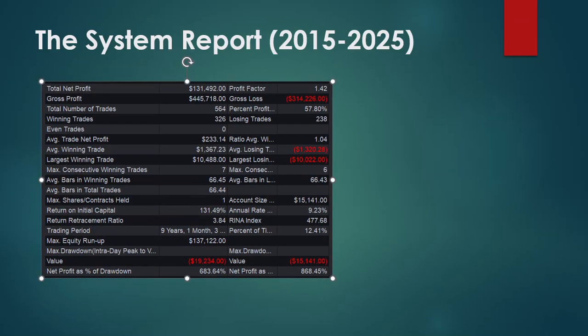And here is the system report from 2015 to 2025. That's 10 years of this stuff. $131,000 profit. Profit factor looks good. Trading costs are built in. I did put reasonable and realistic trading costs in it. Drawdown, not too bad for that much profit, right? Not too bad at all. Okay. Must be something to this.